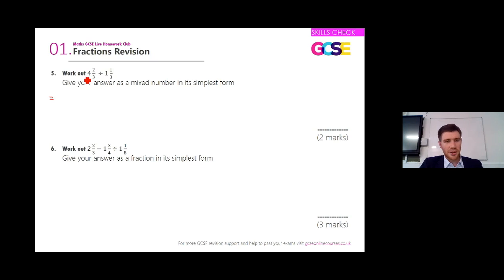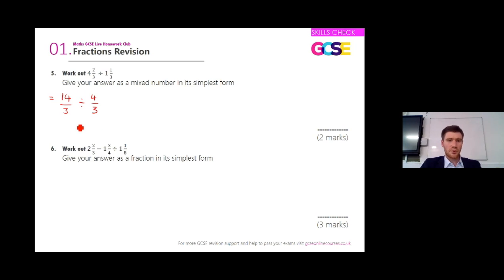They're already in mixed numbers, aren't they? Of course they are. So 4 times 3 is 12, plus 2 is 14. 14 over 3 divided by 4 over 3. We already had that one in the last question. Okay, so hopefully we've had enough practice here. We're getting used to that conversion between improper and mixed fractions.